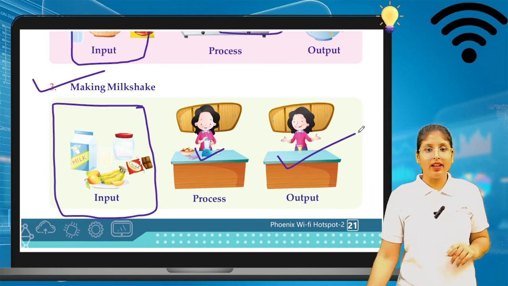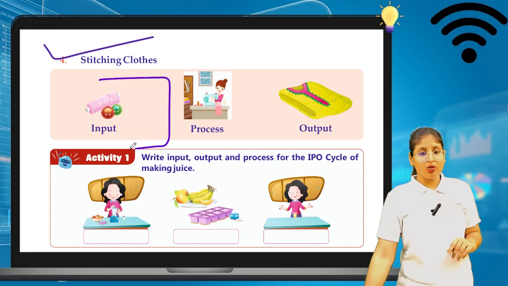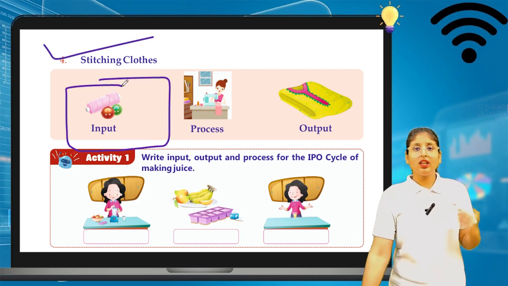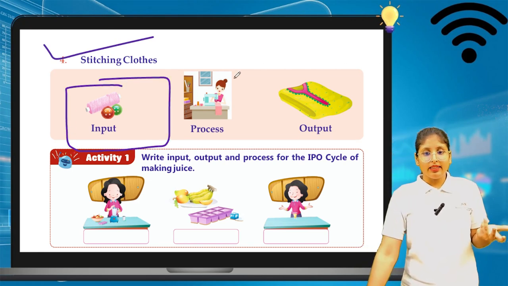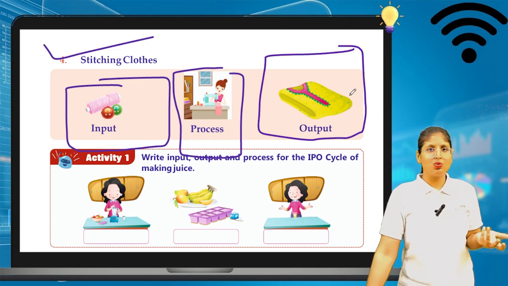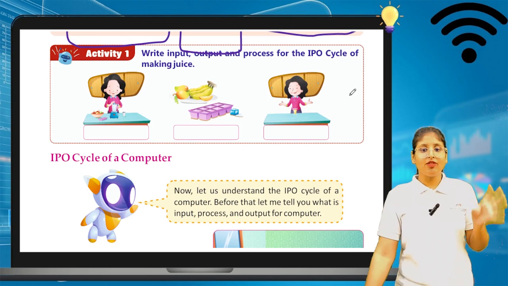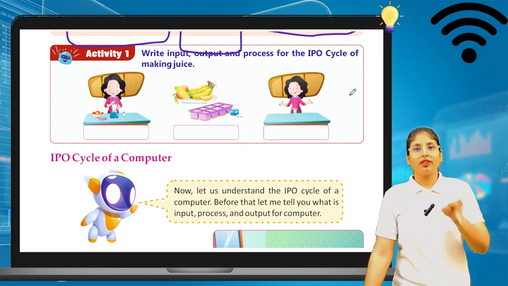These are some real life examples. Now we can see stitching clothes also. For stitching clothes, we need wool, thread, and fiber. Then we have to process it with the machines. Then we can get a very beautiful kurta, suit, sari, anything. Okay. So these are the examples of input, process, output.